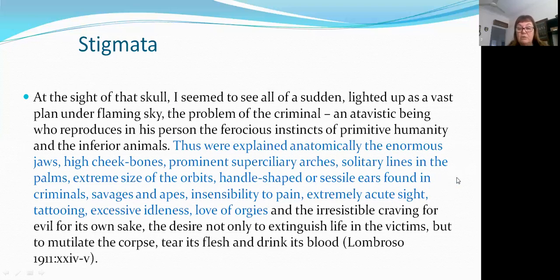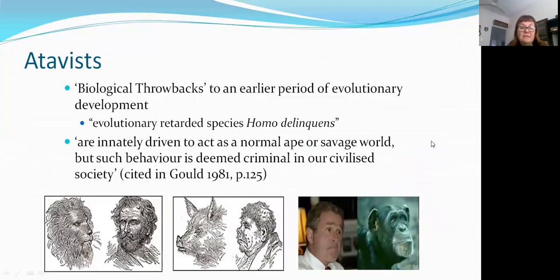of these anatomical features. Atavists are said to be the biological throwback. So someone who's not evolved from tens of thousands of years ago. So they're driven to act as a normal ape or savage would. And this behaviour has now been deemed to be criminal in our civilised society. Evolutionary theory, which covers this, is used quite often to describe rapists. They have just revisited that time from evolution and not moved forward and evolved.